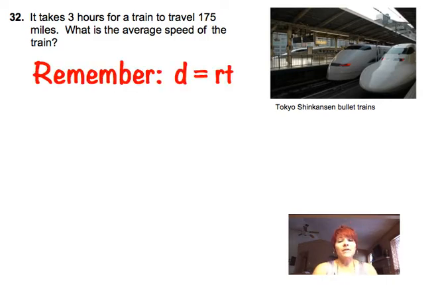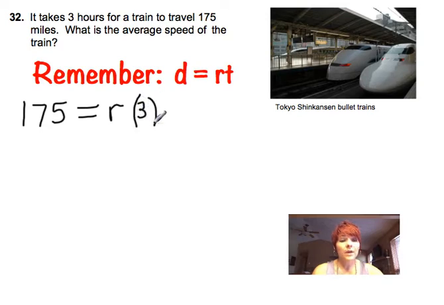Now, you need to remember that distance equals rate times time. So if I plug these numbers into that formula, my total distance was 175 miles. And that equals, the rate is actually what we're looking for. Rate is another name for speed. So that's what we're looking for. And then my time is 3 hours. So I have 175 equals r times 3. If I'm going to solve that, I would divide both sides by 3.